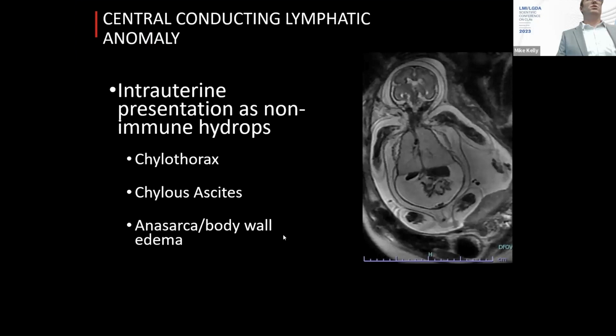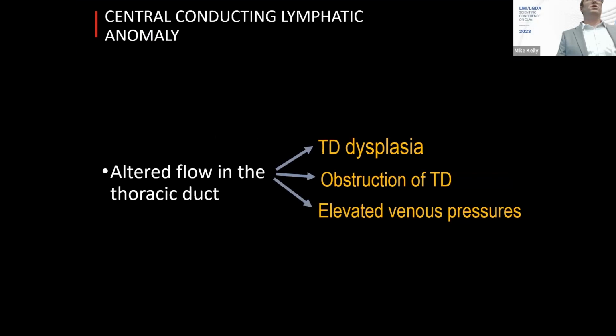So moving on to central conducting lymphatic anomaly, and this is the diagnosis that tells me we don't know enough yet about these patients. We've discussed how they present as non-immune hydrops with chylothorax, chylous ascites, and anasarca. And so in infants, what we found is we just call this altered flow in the thoracic duct. But we found 3 different underlying reasons for this. So you can have thoracic duct dysplasia, you can have an obstruction of the duct, or you can just even have elevated central venous pressures.